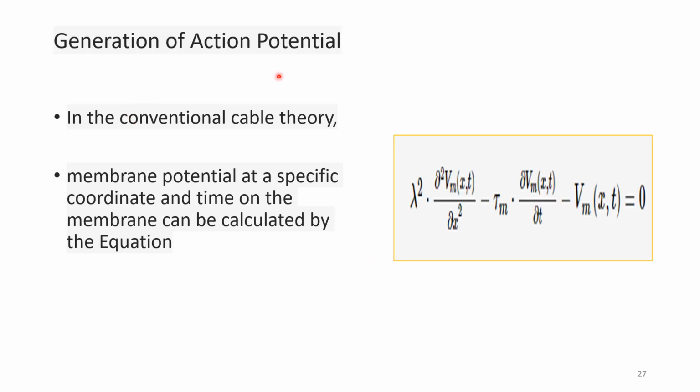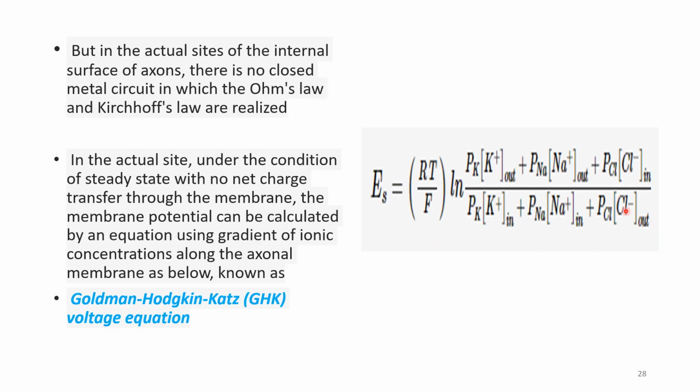Now coming to generation of action potentials. In the conventional cable theory, the membrane potential at a specific site and a specific time can be calculated by this equation. This is the cable equation. But in the actual sites of the internal surfaces of the axons, there is no closed metal circuit. Actually, Ohm's law and Kirchhoff's law are based on closed metal circuits. But in the internal surfaces of the axon, there is no closed metal circuit.